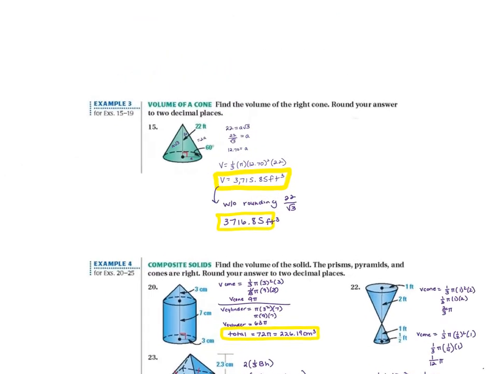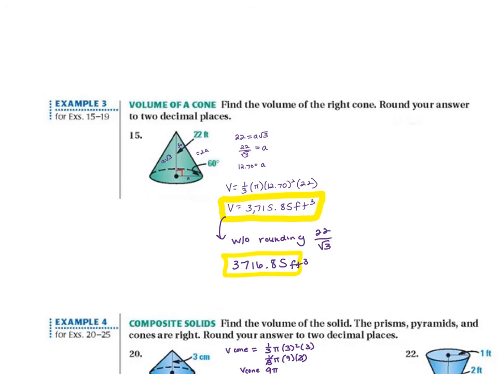Number 15. We've got a cone, and here it wants us to find the volume of the cone. However, we didn't know what the radius length was. So what we had to do was form a triangle here with the height and the radius. And then we're going to pull it out. Notice they gave us a 60-degree angle. Now, instead of an A, because I know sometimes the A confuses people, we could do this as x, x root 3, and 2x.